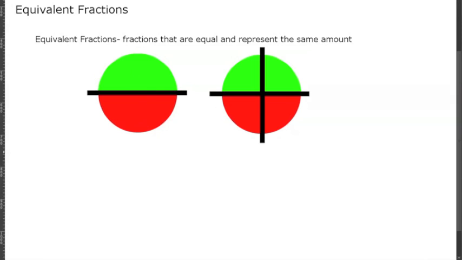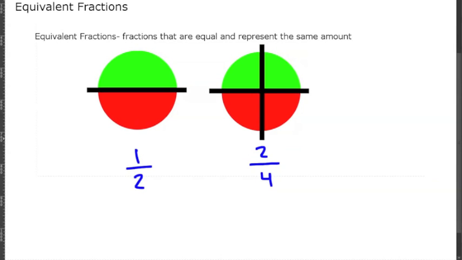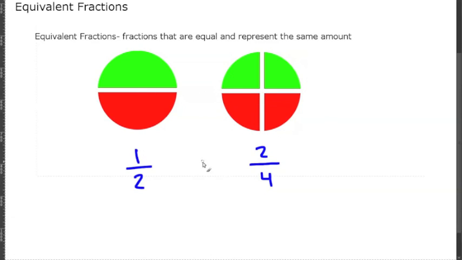We can see right from the start, looking at the green area, that 1 out of 2 are shaded green. Over here, this is broken up into 4 now as opposed to 2, so the denominator is going to be 4, and we see that 2 out of 4 are shaded green. But looking at this, if the black lines were just to disappear, you can say that 1/2 equals 2/4 because the area shaded in is the same amount for both circles.